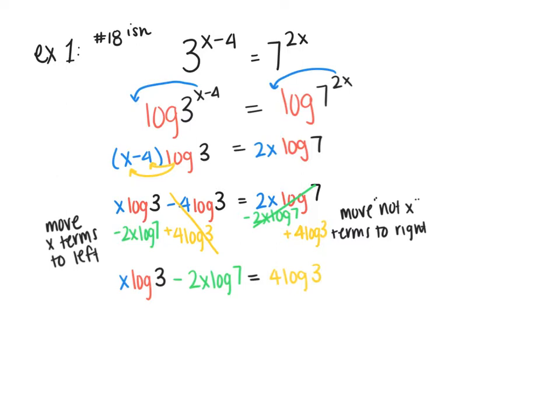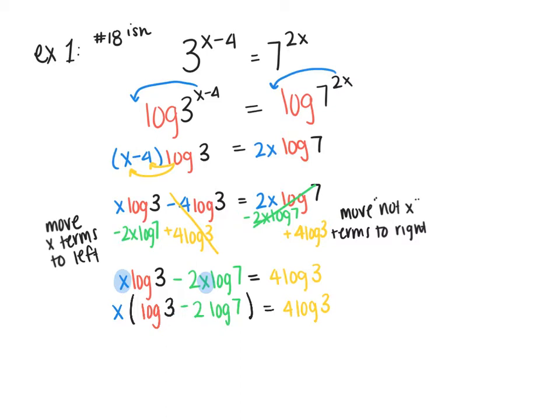So you may want to take that in two different steps. I just did it all in one to save space. But now I have all my x terms, an x and an x on the left, and all of my terms that don't include an x on the right. So now that both of these terms have an x in them, I'm going to factor out a greatest common factor of x. So now I have x times log 3 minus 2 log 7 equals 4 log 3.